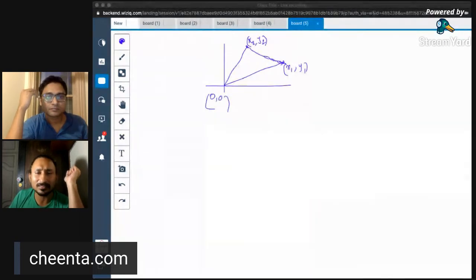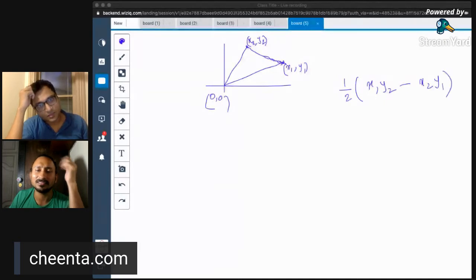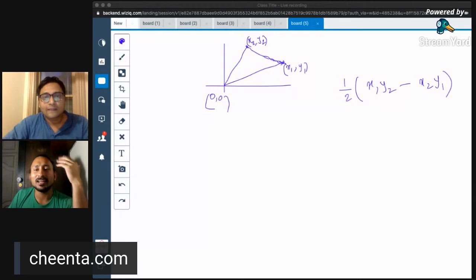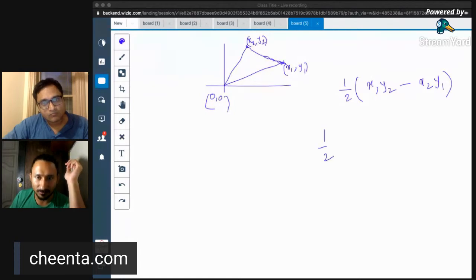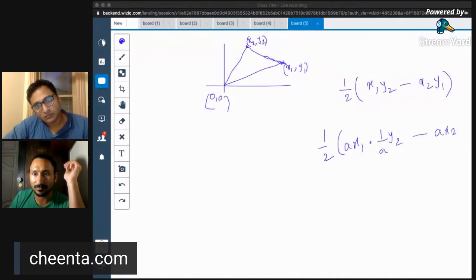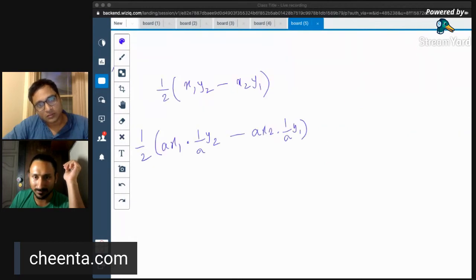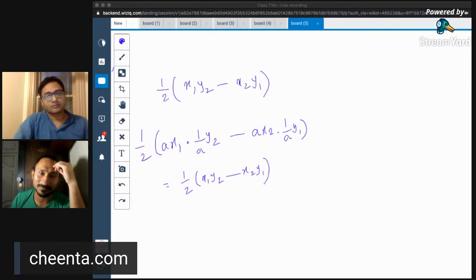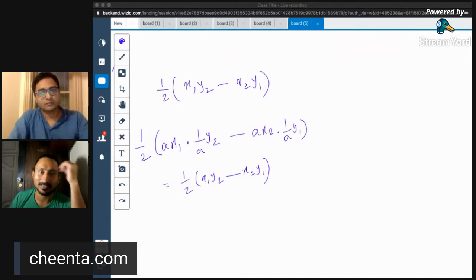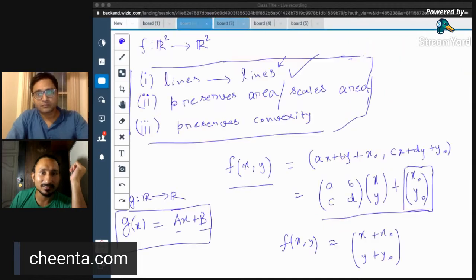and the area of this is half of x1 y2 minus x2 y1, a well-known formula. And when you map it to some other triangle, the area of that triangle is half into a x1 into 1 by a y2 minus a x2 into 1 by a y1, which is the same. So this map preserves areas of triangles. So the second box is also checked. Lines to lines, areas to areas.